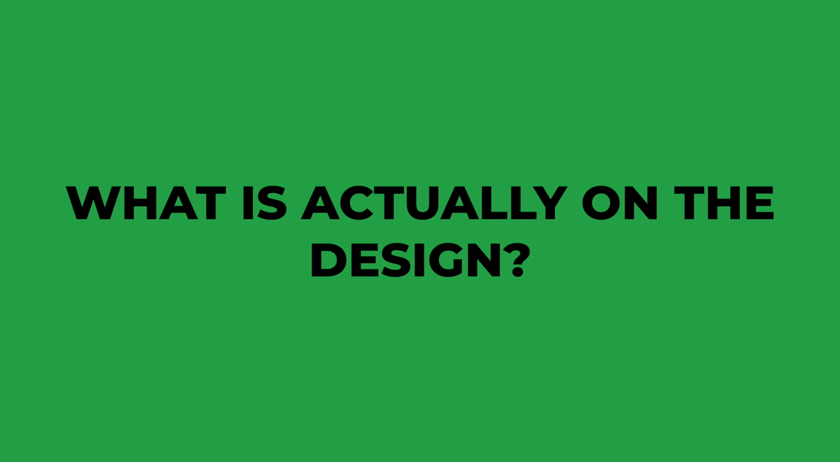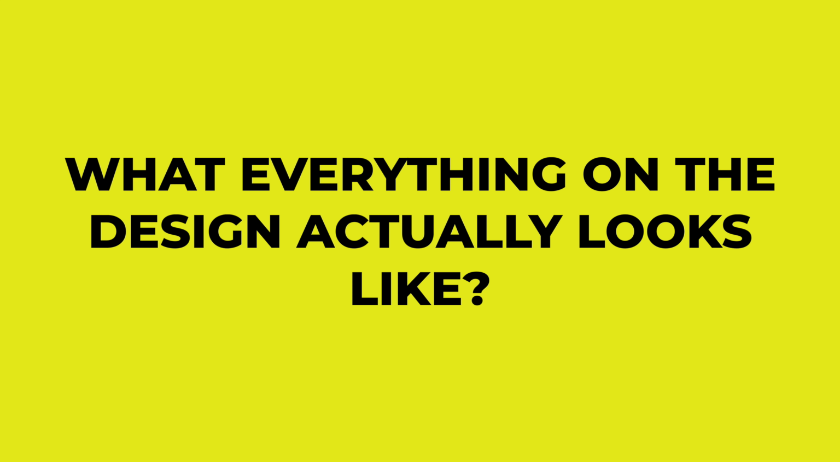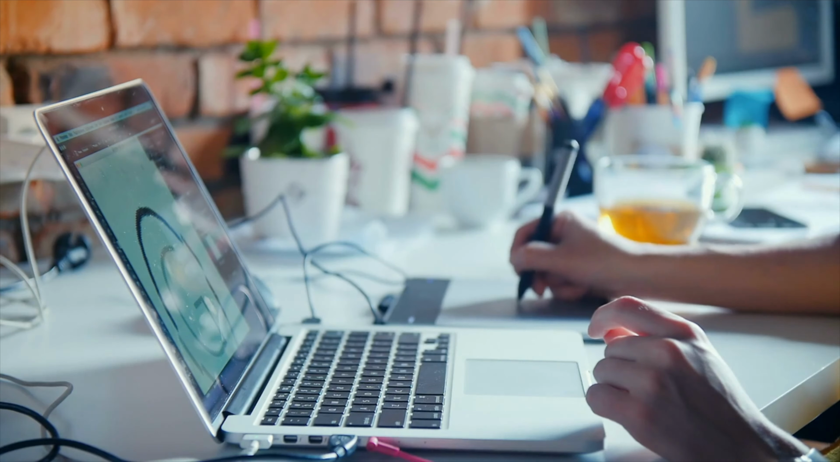there are really just three things that you need to communicate to them. The first is what is actually on the design. The second has to do with what everything on the design actually looks like. And the third thing is how it is all arranged. In most cases, if you can convey all of that to a designer, you are likely going to get something back from them that you like.